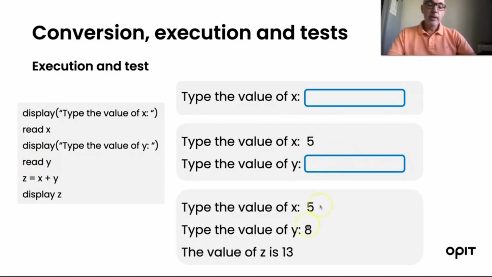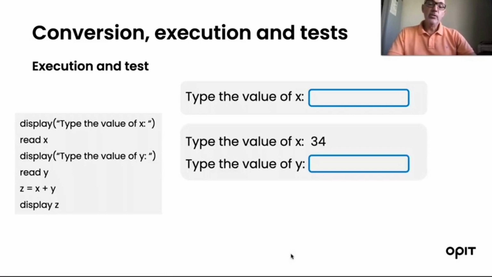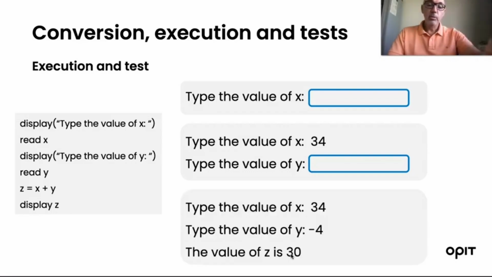And suppose we have typed 8, then the sum is executed, and then the message is displayed at the end to give us the value. So this is one possible execution. Let's take another execution. So for instance, instead of typing 5, we type 35 for the value of X. Then we type -4 for the value of Y. Then the sum of 35 and -4 is 31. So those are examples of executing your program after having converted it to your programming language.